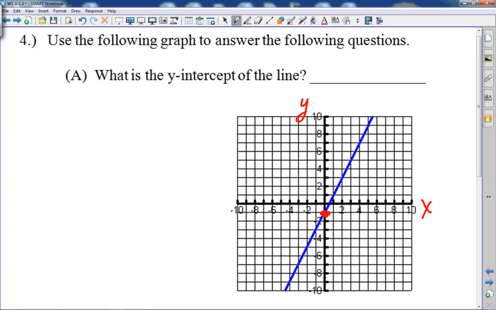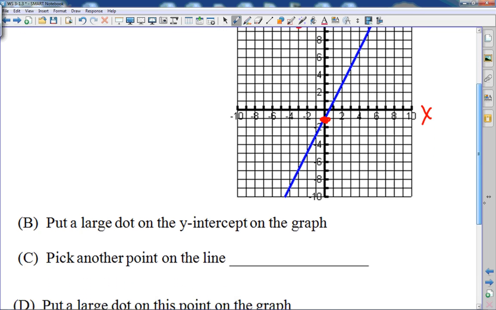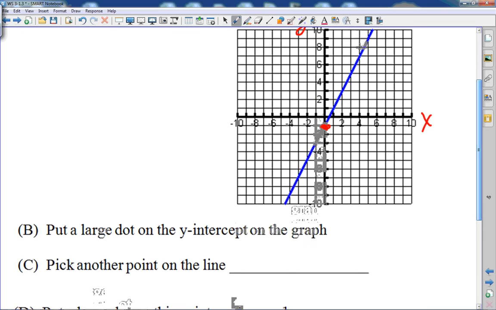Here it is, right there. That point is 0, -1. There's my y-intercept. Now, it says put a large dot on the y-intercept. We did that. And it says pick another point on the line. So let's see, I follow the line up. Normally what I do, if I'm at 0, I go over to 1 and I see where that's at. Okay, I'm going to put a dot right there. That point is 1, 1.